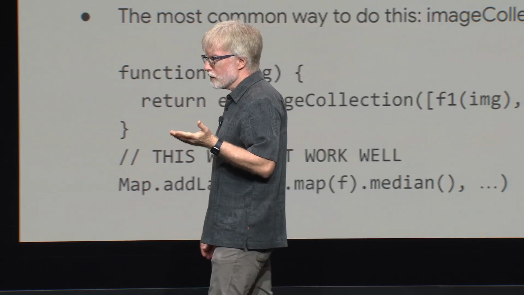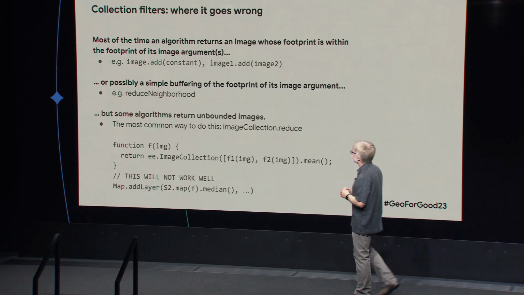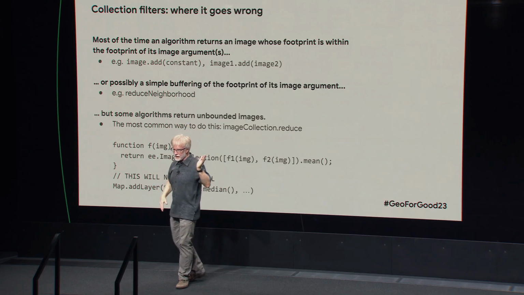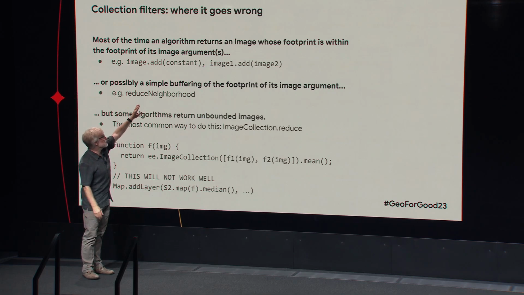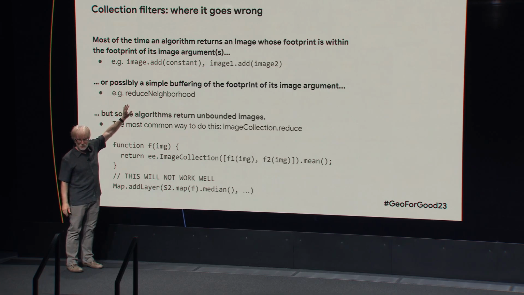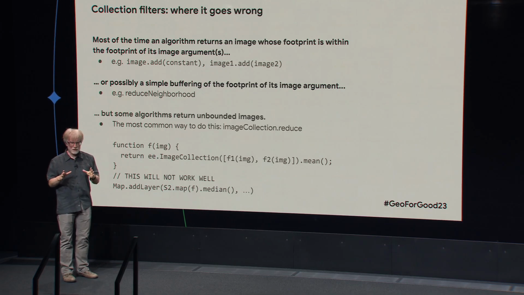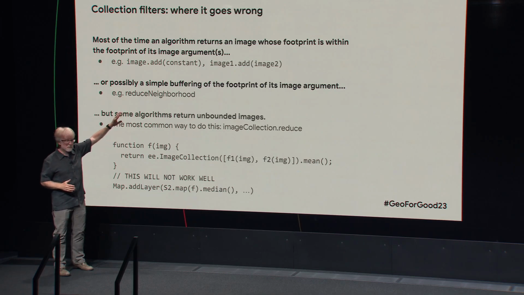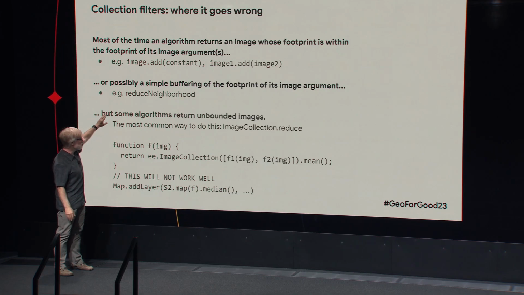why would your function not return an image whose footprint is the same as the input image? Almost all Earth Engine algorithms have that property. If I take an image and I add it to another image, the footprint's going to stay the same, or it'll be the smaller of the two footprints. Even a couple of algorithms that do make the footprint bigger, like reduce neighborhood, make it bigger in a very constrained way. They might make it 100 meters bigger, depending on what my neighborhood is, or 100 pixels. But I can work with that. I can still keep most of the original filter. Maybe I just have to adjust it a little bit.